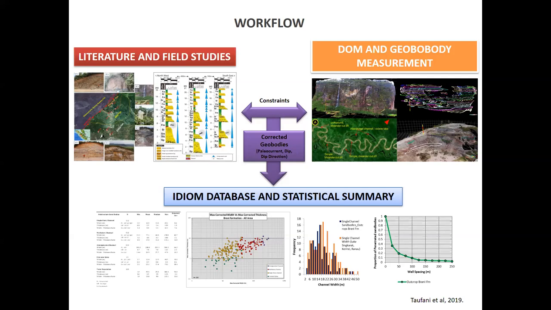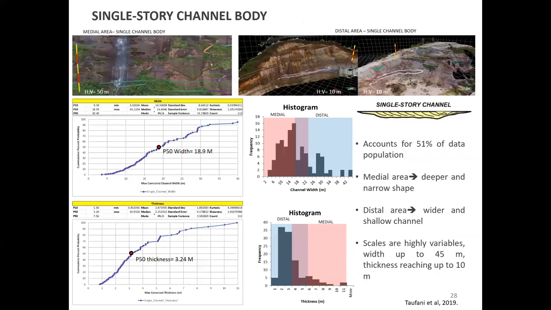This is, I think, important as a consideration for the data. So let me start with the single-story channel. We collected 100 data sets from the medial to distal area. This is the probabilistic distribution of the width of the channel. If you look at the P50 here, the width is 18 meters, and the P50 thickness is 3.24.